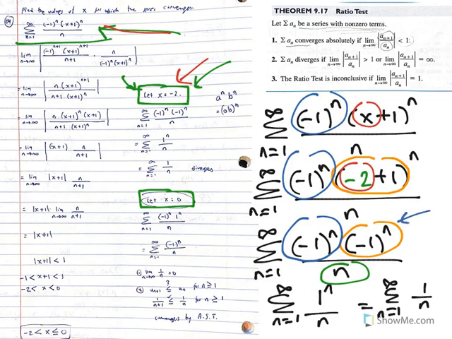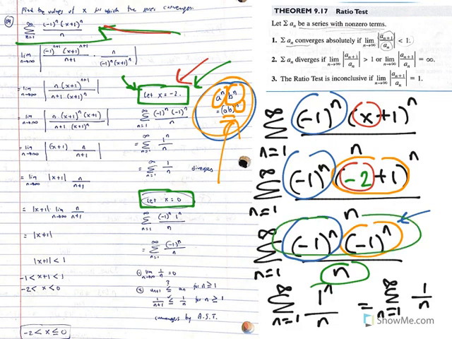You have (-1)^n times (-1)^n. Using this property of exponents that I'm highlighting here in gold, if you have a^n times b^n, you can write that as (a times b)^n. So we're going to write (-1)^n times (-1)^n as (-1 times -1)^n. -1 times -1 is +1, so what we have here simplifies to 1^n, which is of course 1 for any value of n.